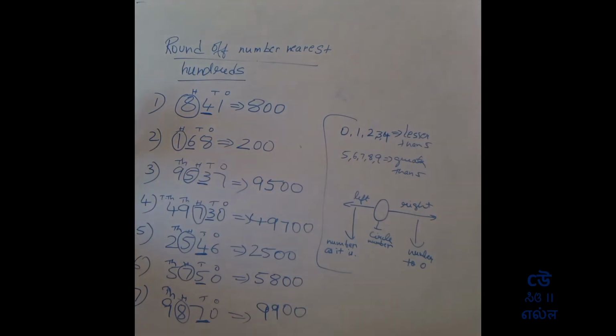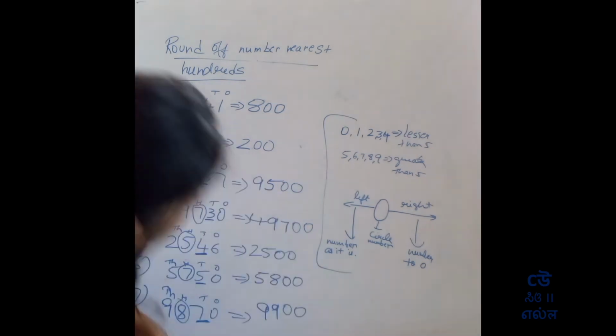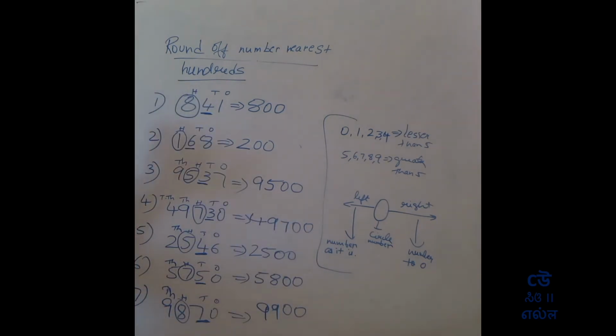Understood, children, how to circle the number and consider it as less than or greater than and round off the numbers. Okay.